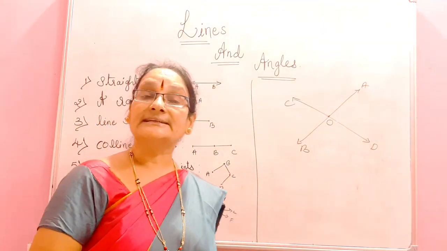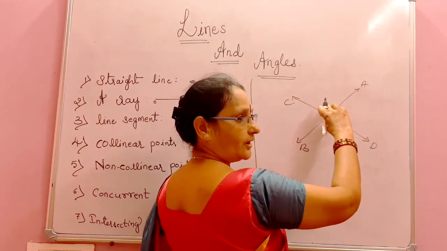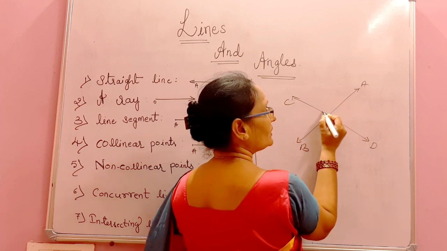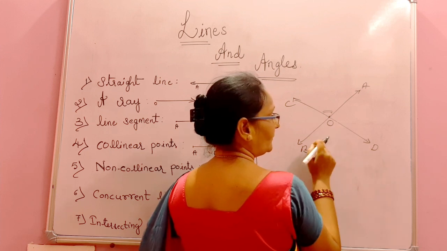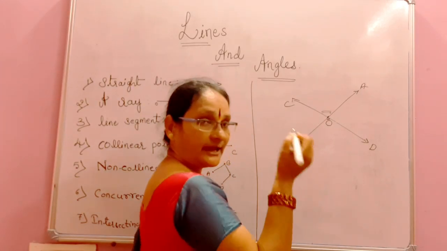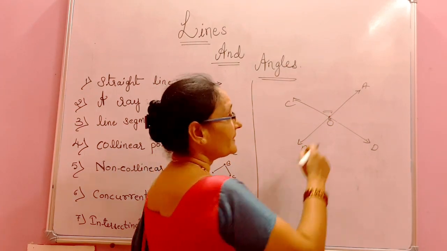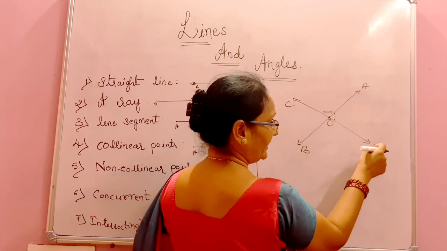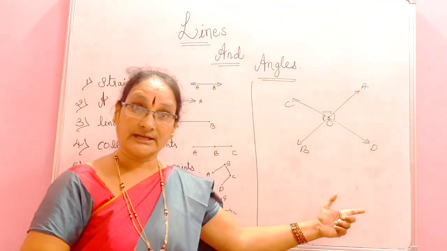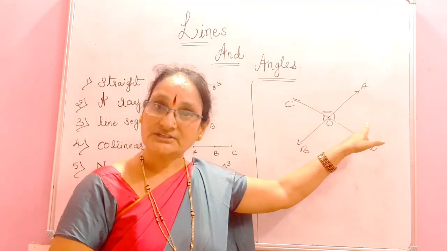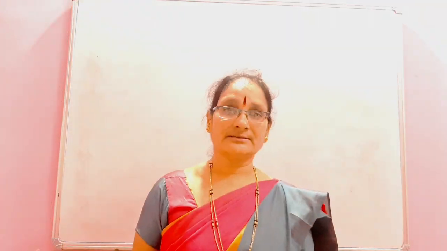and these 2 lines are called as intersecting. When 2 lines intersect, you must know this, the angles formed in the opposite direction are equal to each other. Angle COA is equal to angle DOB. These 2 angles are equal. And in the same way, when these 2 lines intersect each other at point O, then angle AOD is equal to angle COB. When 2 lines intersect each other, opposite angles are equal to each other. This property is very important. You must remember this. Yes, students.